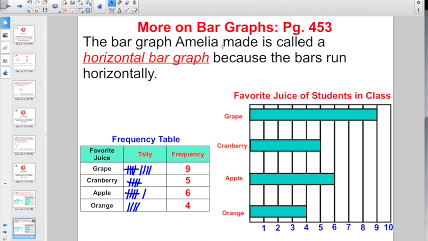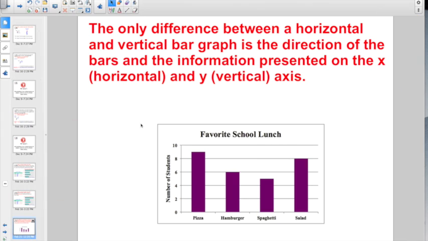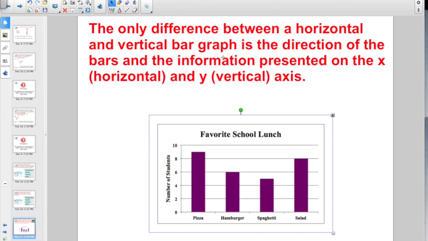The bar graph Amelia made is called a horizontal bar graph because the bars run horizontally. Basically the only difference between a horizontal and vertical bar graph is the direction of the bars and the information presented on the X horizontal axis and Y vertical axis.